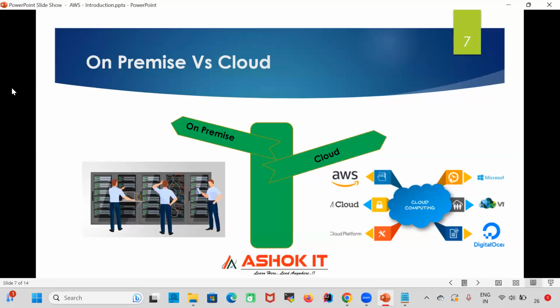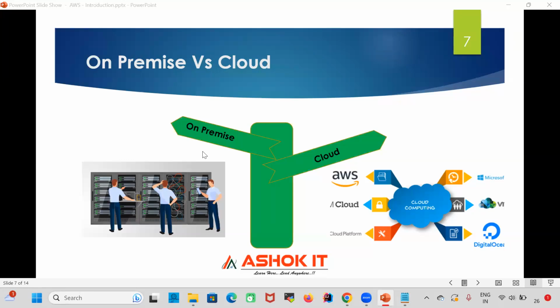Now, in order to run a project, in order to run a company, there are two options available. One is on-premise infrastructure, another one is cloud infrastructure. On-premise infrastructure, nothing but you purchase everything and you set up the people to manage your infrastructure. You purchase infrastructure, you recruit the people to manage the infrastructure. If you purchase and if you manage everything on your own, then that is called on-premise infrastructure.